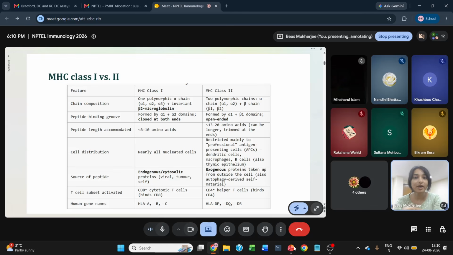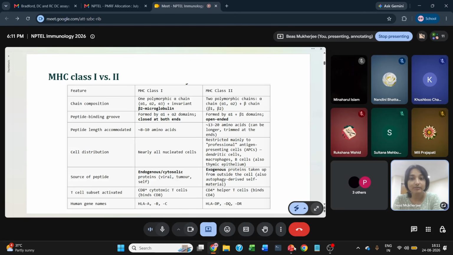For class 2, the peptide binding cleft is more or less open ended, and that is why it can fit in longer amino acid stretches. Around 13 to 20 amino acid peptides can be fitted in MHC class 2, and for MHC class 1, an 8 to 10 amino acid stretch can fit in at a time. The cell distribution is that MHC class 1 is there in all nucleated cells. MHC class 2 is specifically there in antigen presenting cells or APCs, right?